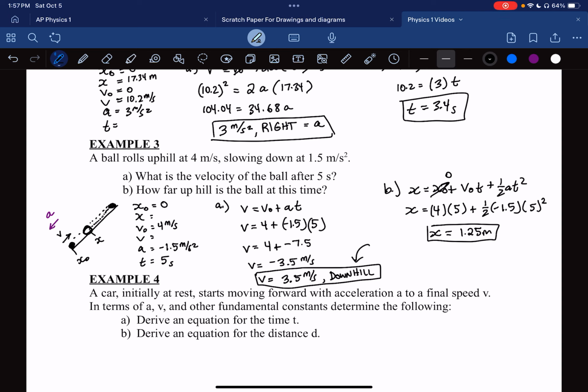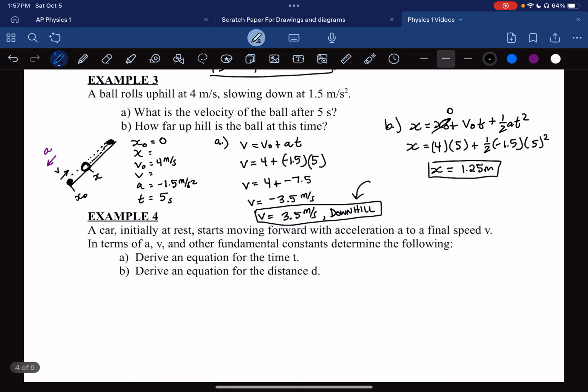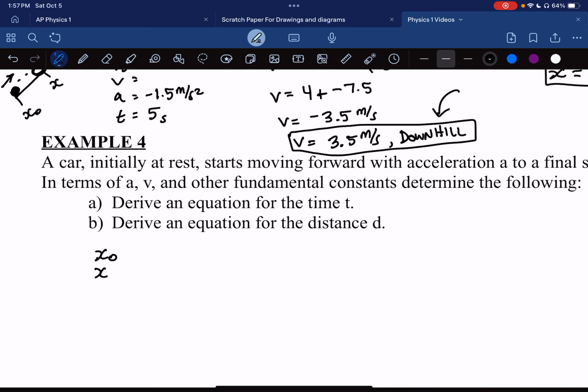Typically, we'll tell you how to label your directions, right or left, forward or backward. This is uphill, so the opposite is downhill. Later on we'll be going up, going down, that sort of thing. Okay, last one. This one is an example without numbers. So let's just start our list here.